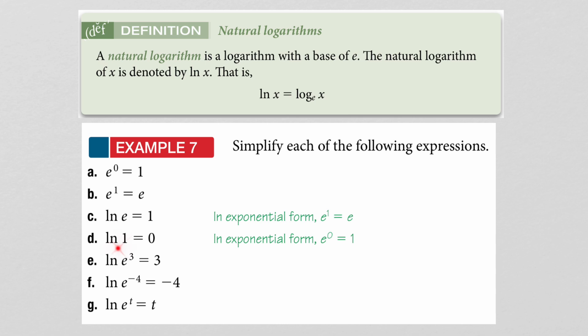What is the power of e to get 1? Well, that would be 0. What is the power of e to get e cubed? Well, it would be 3, wouldn't it? What is the power of e to get e to the negative 4? Of course, that would be negative 4. And what is the power of e to get e to the t? Well, that would be just t.